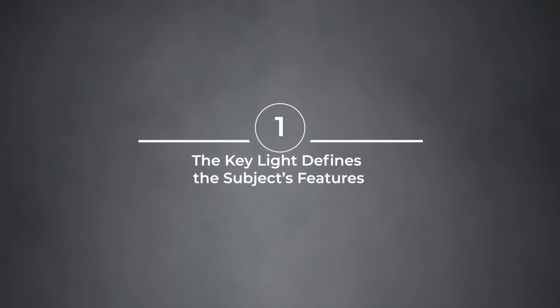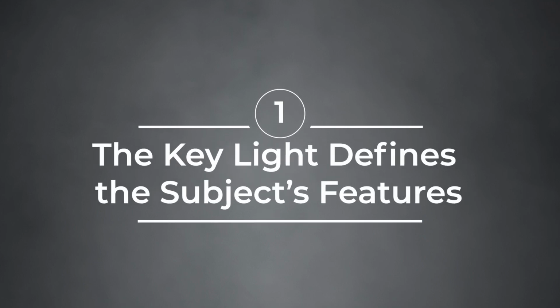All right, so number 1, the key light defines the subject's features. The position of your key light is going to determine how the light is falling across the subject's face, and this is how we control exactly where we want the shadows and the light to appear on the subject. So when you position the key light at certain angles relative to the subject's face and pose, you can shape the look of your subject's face. And what this does is allow us to create portraits that don't just capture the likeness of the subject, but this also helps us bring out the unique characteristics of their features.